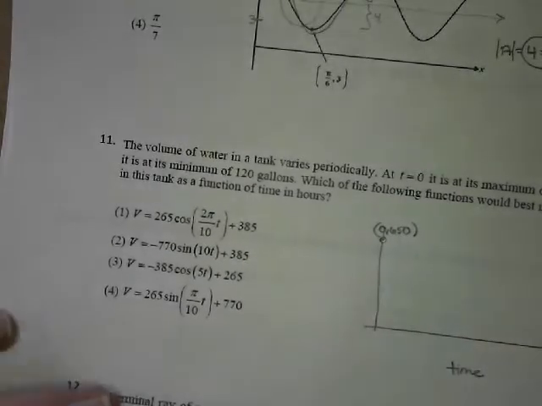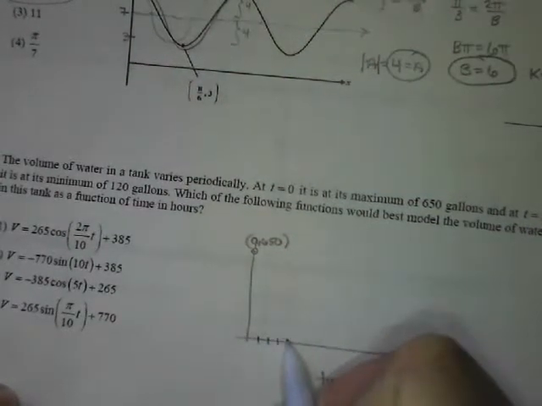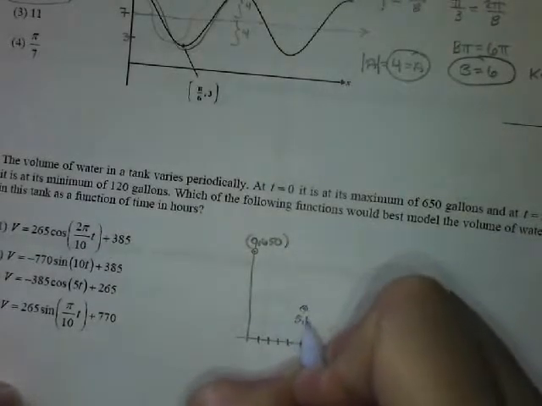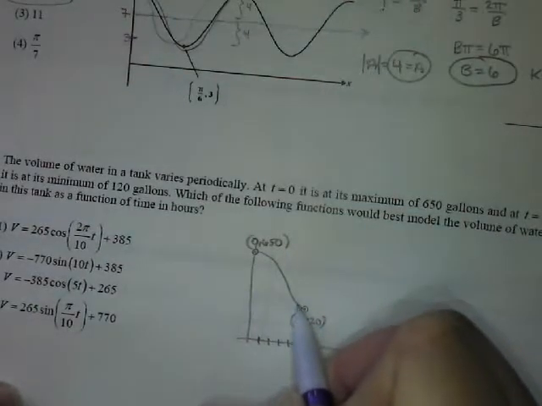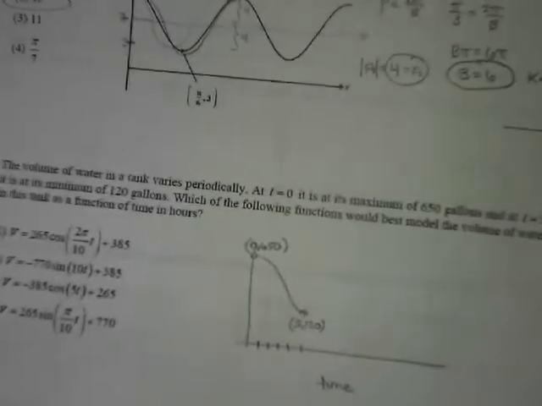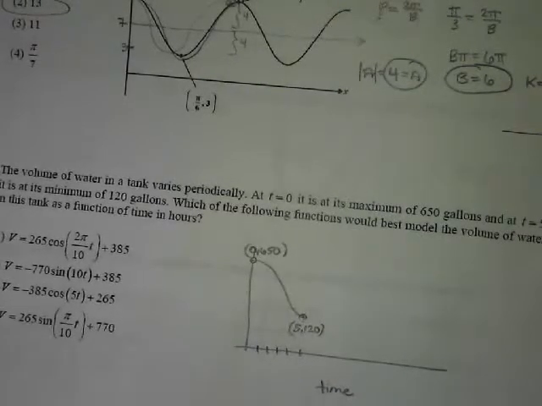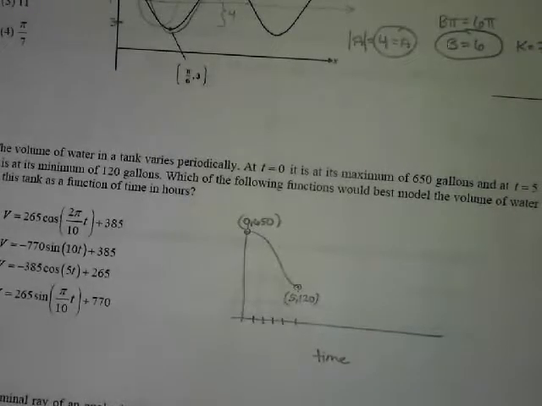And at t equals 5, it's at a minimum. So 1, 2, 3, 4, 5-ish. We're at a minimum of 120. So 5, 120. Okay? So what would you do first here? Let's just say it's an open response, and they say, write a function. What would you do first?